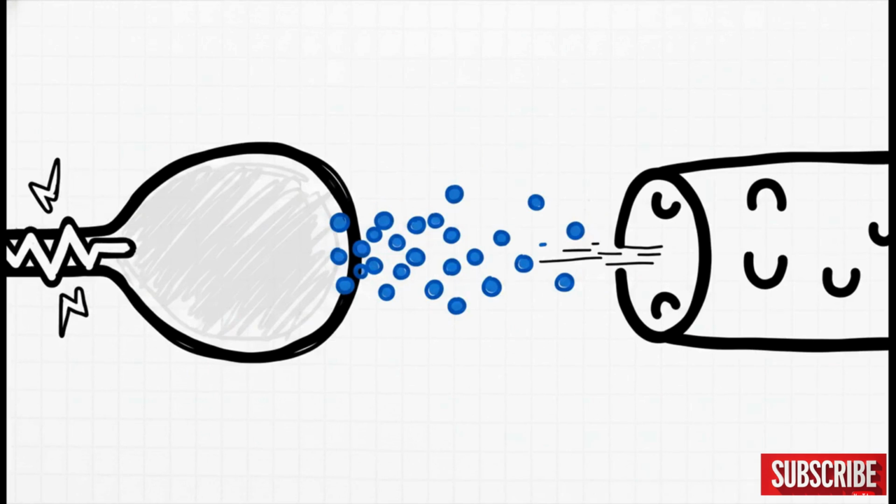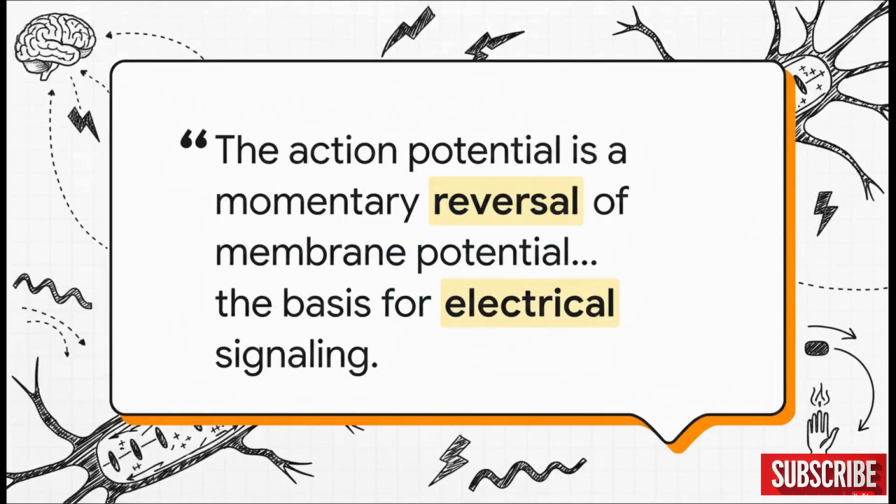And when this wave of electricity finally reaches the very end of the neuron, it triggers the final, crucial step. It causes the release of those chemical neurotransmitters we talked about at the beginning. They then shoot across a tiny gap to the next neuron in the chain, and guess what? The whole process starts all over again. And just like that, we're full circle.